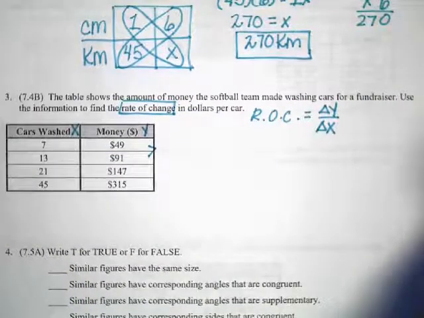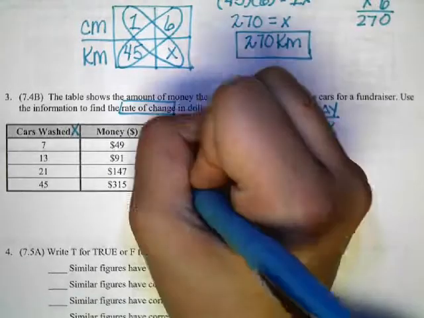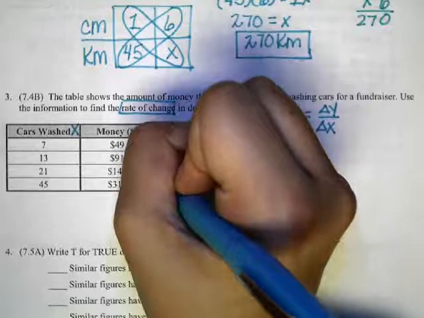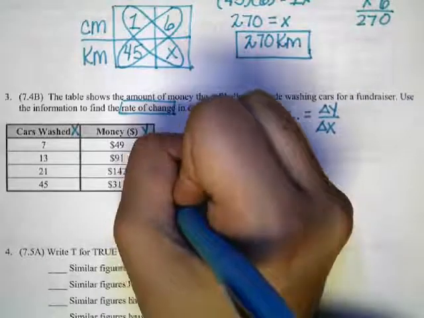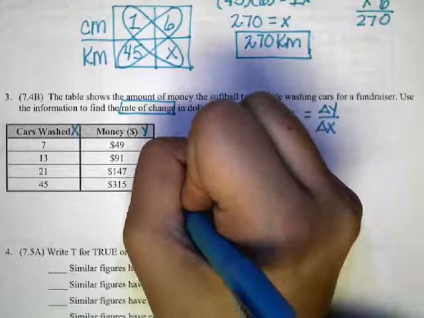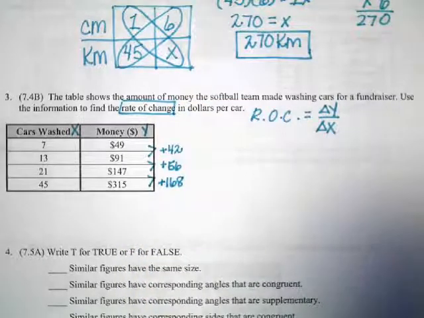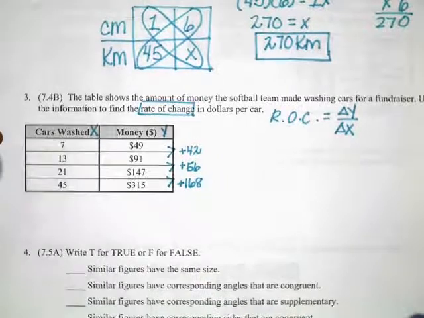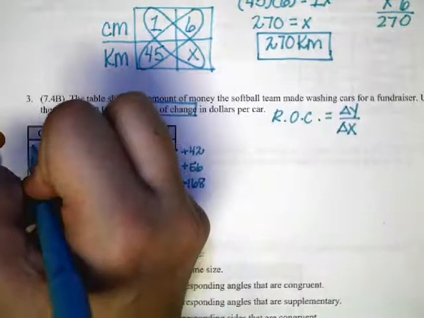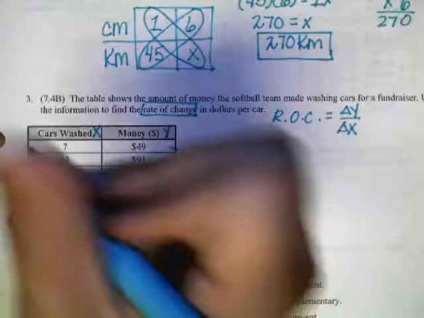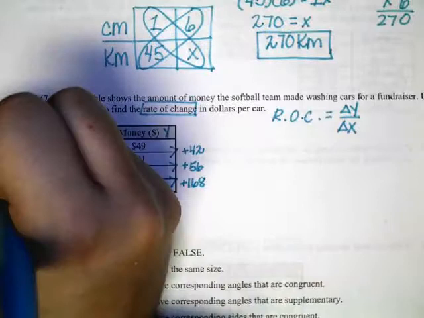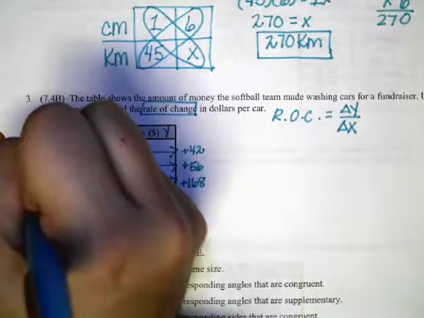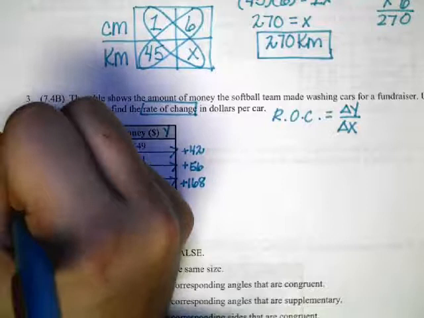So from 49 to 91, I'm increasing by $42. From 91 to 147, I'm increasing by $56. From 147 to 315, I'm increasing by $168. I need to find my change in x values by doing the same thing. From 7 to 13, I'm increasing by 6. From 13 to 21, I'm increasing by 8. And 21 to 45, I'm increasing by 24.